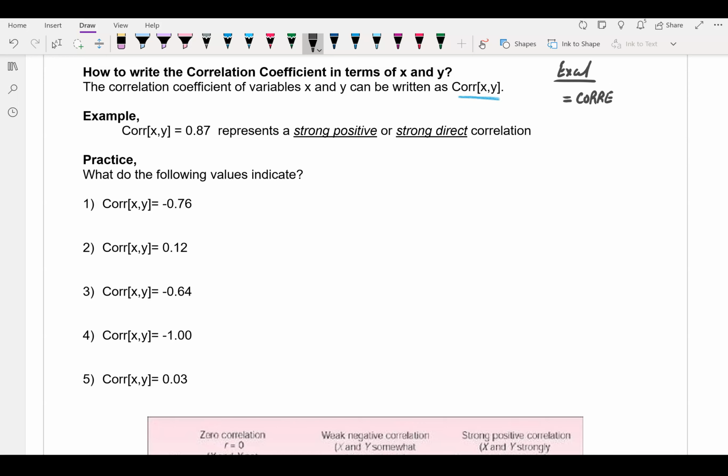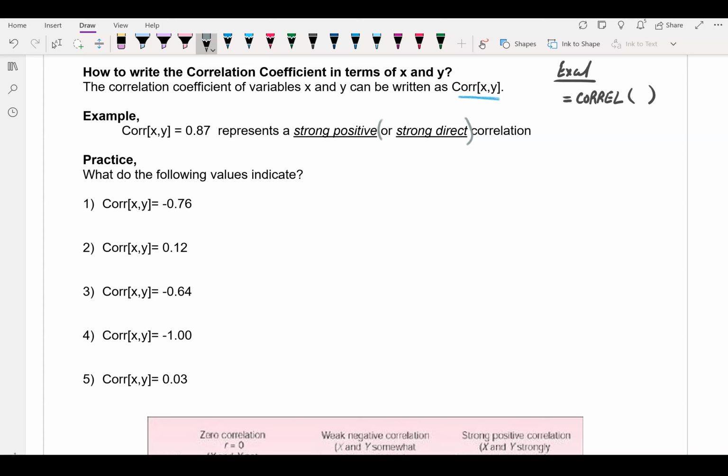Equals CORREL. You'll use your brackets, and it'll take your set of x and y values and tell you if there's a correlation there. So in the first example here, it says the correlation between x and y is 0.87, which represents a strong positive, or strong direct, correlation. Remember, positive means direct, negative means indirect or inverse.